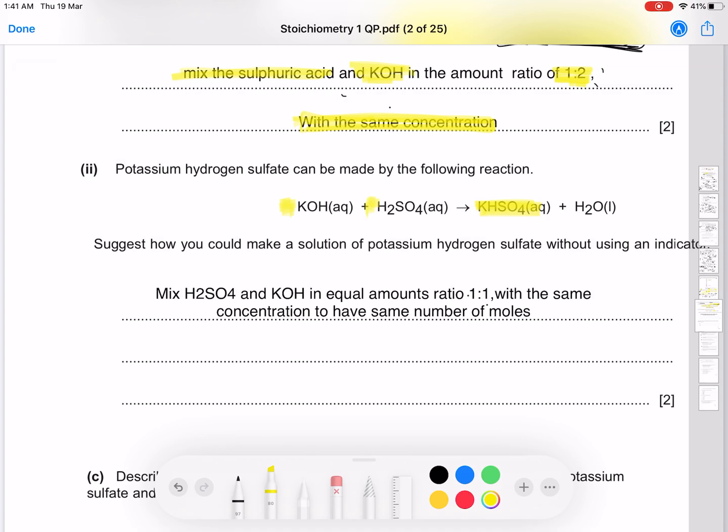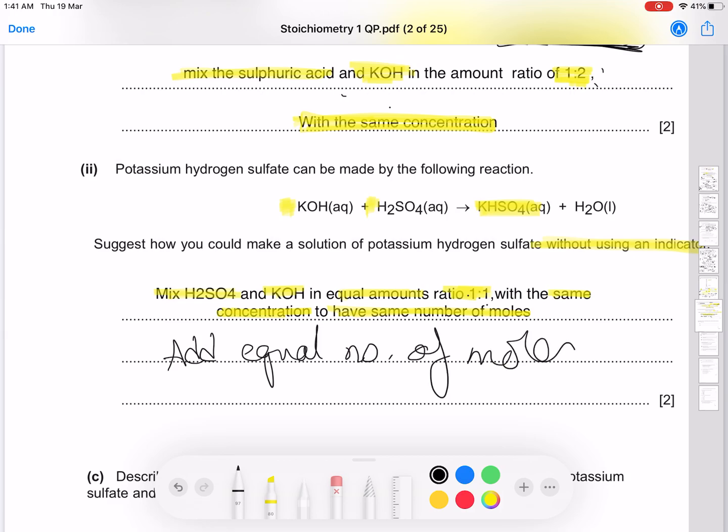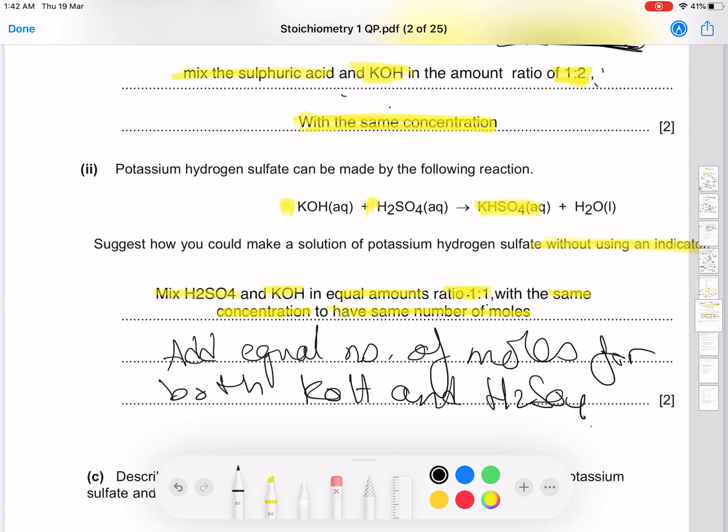Suggest how you could make a solution of potassium hydrogen sulfate, again without using an indicator. So I can mix the sulfuric acid and KOH in equal amounts, with the ratio 1 to 1 and the same concentration, to have the same number of moles. Or you can simply add an equal number of moles of both KOH and sulfuric acid. This is also considered a correct answer.